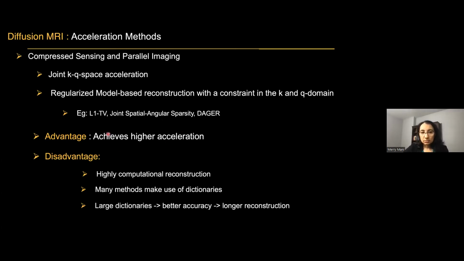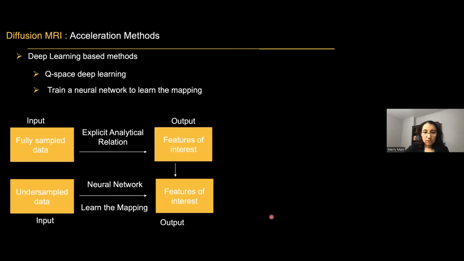Anyway, these methods help to achieve higher acceleration, but the disadvantage is that these methods are highly computational when it comes to the reconstruction. And many of the compressed sensing methods make use of very large dictionaries. Very large dictionaries usually help with improving the accuracy, but they result in long reconstruction time. So that's the main disadvantage associated with these methods.